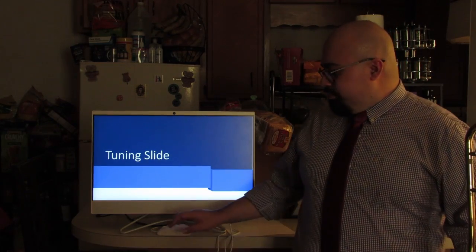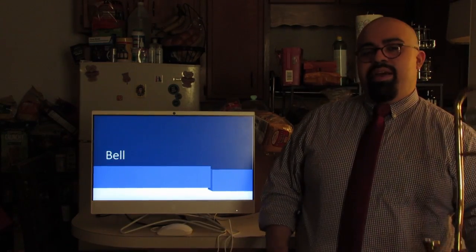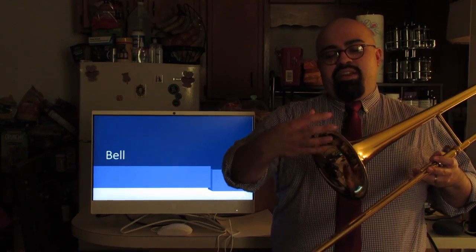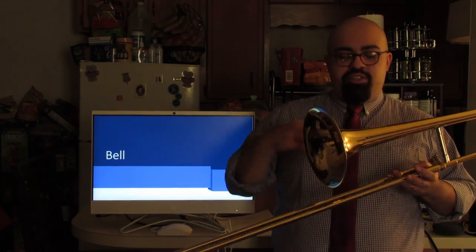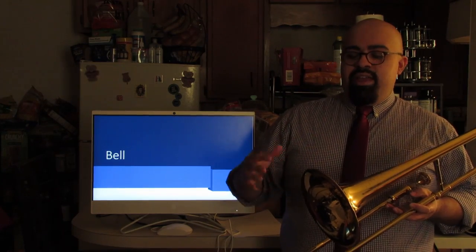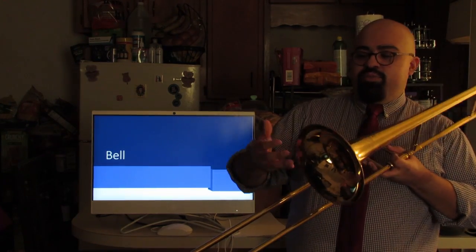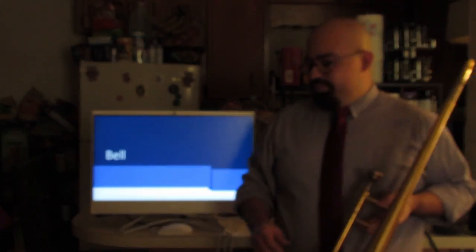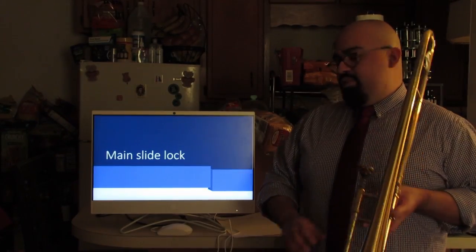Okay. So next, we're going to the bell. And this is the part right here. So the bell, the way the trombone is made, the sound will come out of here, this hole, and it'll be like a laser. Okay, so keep in mind that whenever you play the trombone, where you point the instrument is where the sound is going to come out from. Okay, next, we have the main slide lock.